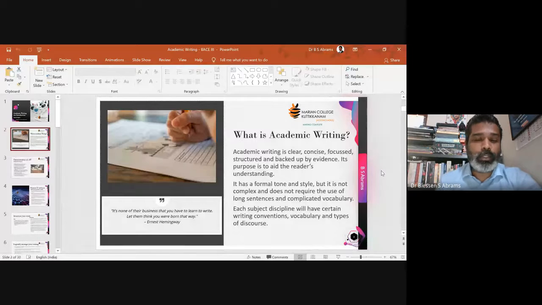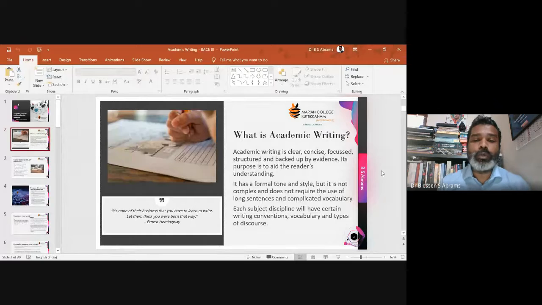So what is academic writing? Academic writing is clear, concise, focused, structured, and backed up by evidence. Its purpose is to aid the reader's understanding. So basically, your academic writing is structured in order to aid the reader's understanding. You're helping others. Similarly, in the case of speaking, you're communicating your ideas with others. You're sharing the message with others so that they will be able to understand your thoughts and your ideas. That is the basic purpose of speaking.